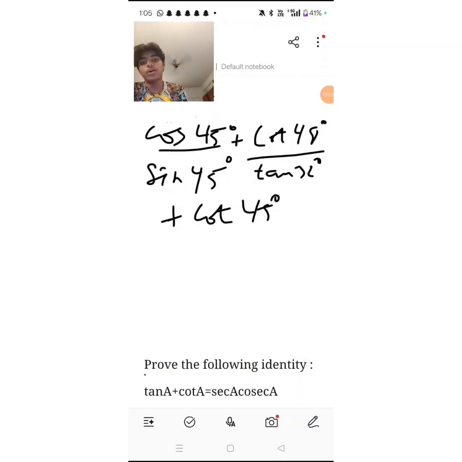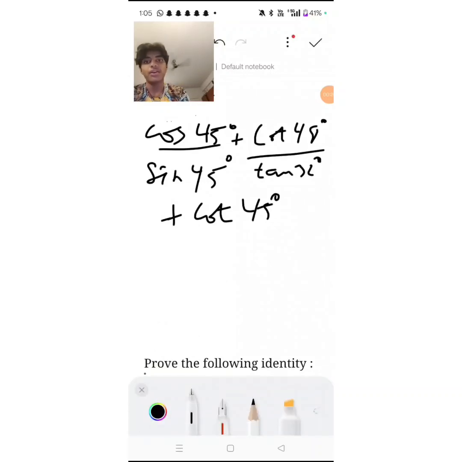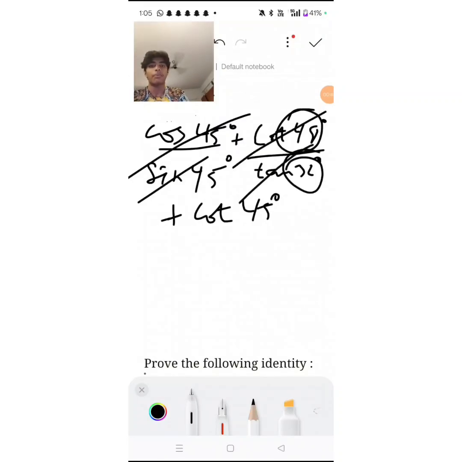Now, as I told you, you just have to use the identity. cos 45 is the same as sin 45, if you know the standard angles, you know that too. And cot 48 by tan 32: what did I tell you? 48 degrees and 32 degrees add up to 90, so this cancels off and becomes 1. And cot 45 is a standard angle, that's just 1. So 1 plus 1 plus 1 is equal to 3.